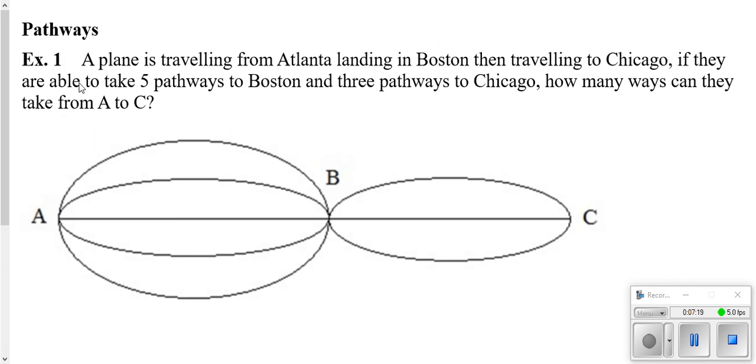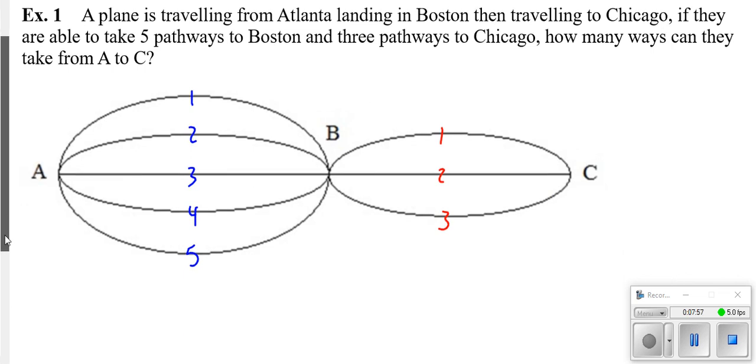This next set of examples is called pathways. So you're going from one place to another. We have a plane leaving from Atlanta, landing in Boston, and then traveling to Chicago. If they are able to take 5 pathways to Boston and 3 pathways to Chicago, how many ways can they go from Atlanta to Chicago, from A to C? If you want, I can label these off. I got pathway 1, 2, 3, 4, 5 right there. That's from Atlanta to Boston. Then you'd have a new set of options, 1, 2, and 3 from Boston to Chicago.